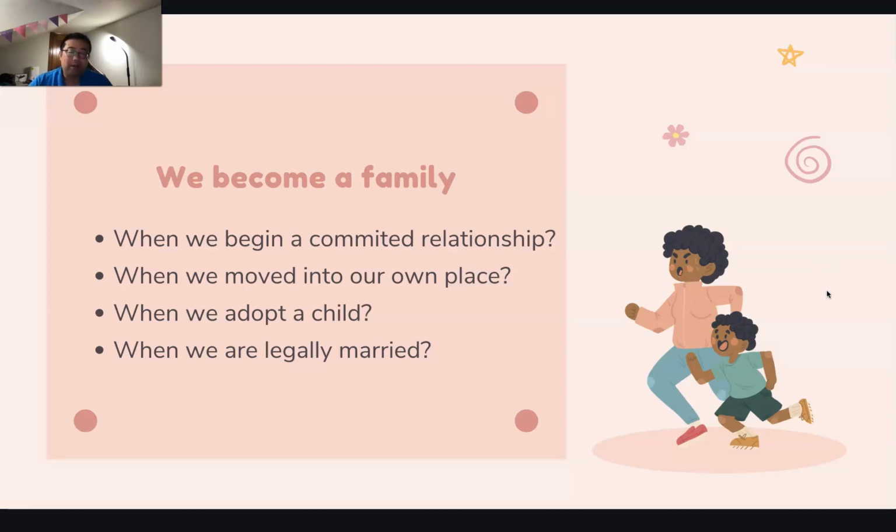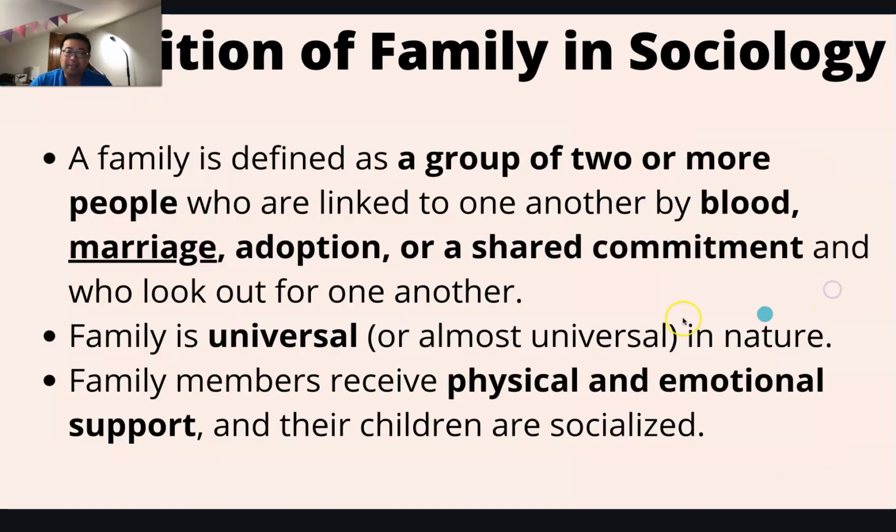Even though there are many types of unions, we assume that if we start a committed relationship in a co-residential union and cohabitation, it might be a couple of the family. Moving into the place, cohabitation, adopting a child or having children, and legal marriage, the formal meaning of marriage, are all formations of the family. But anyway, there is the formal definition.